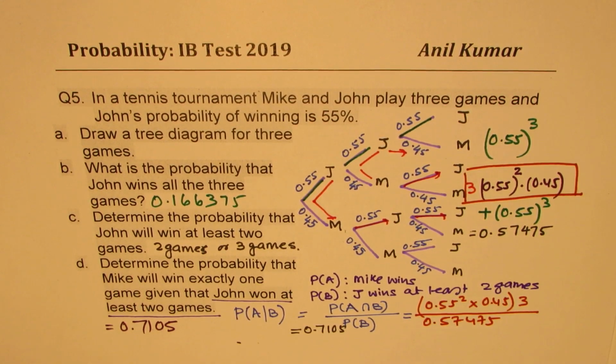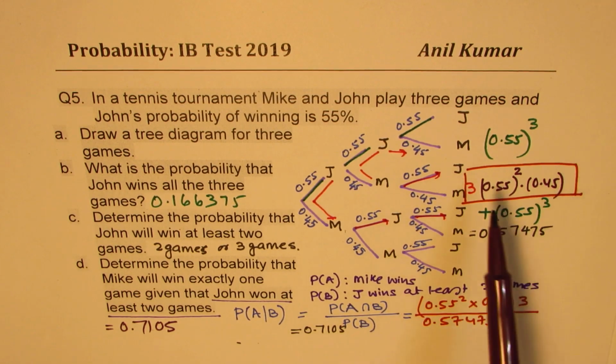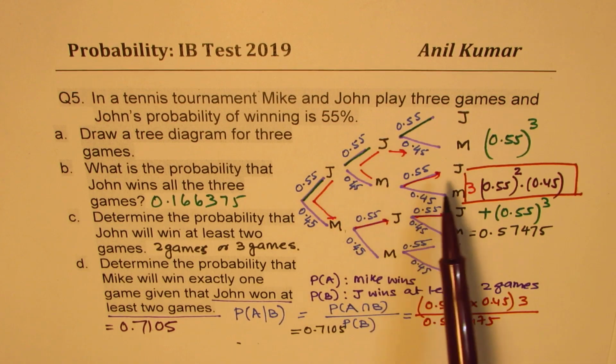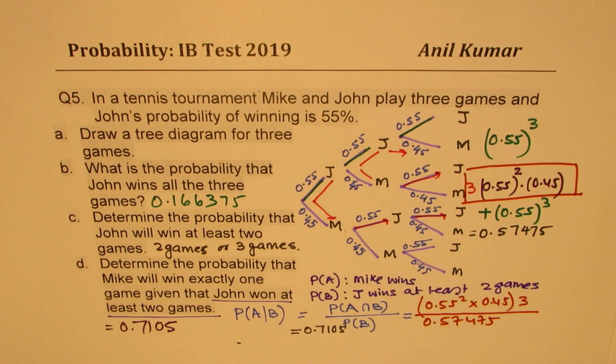0.7105 is the probability that Mike will win exactly 1 game given that John won at least 2 games, right? So I hope you understand this concept, why we took only these 3 options, not the 4th one where John wins all the 3 games. Perfect. Okay, so with that, we have completed question number 5, which was kind of tricky. Now let's move on to question number 6.